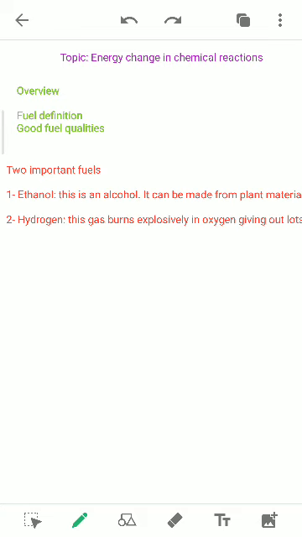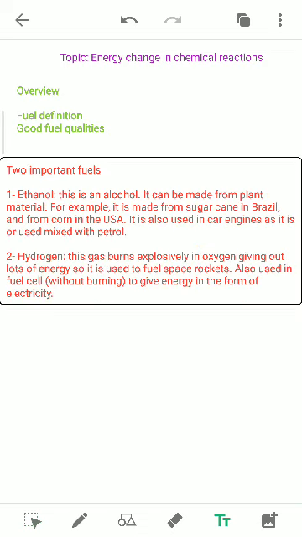Before going to the next part, today we'll be discussing two important fuels which are basically used. First one is ethanol. So ethanol is an alcohol. It can be made from plant materials. For example, it is made from sugarcane in Brazil and from corn in the USA. It is also used in car engines as it is or mixed with petrol.